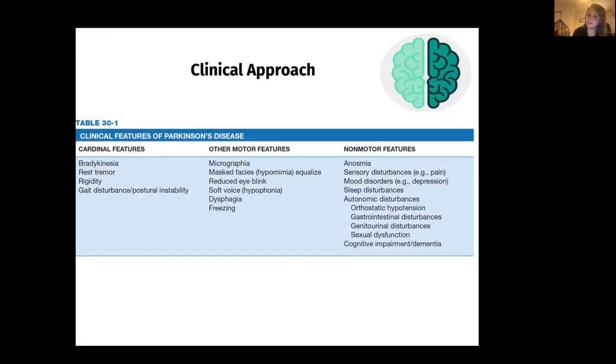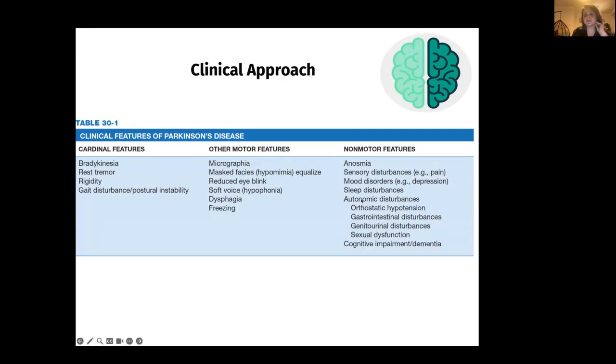So things like anosmia, as we discussed, and sensory disturbances such as pain in the limbs could also be a sign. They might develop mood disorders such as depression and anxiety. And they can also develop sleep disturbances, the most common of which is REM sleep disorders, the rapid eye movement sleep disorders. And again, this is something that could be present up to 20 years before the diagnosis itself. So this is something to consider when taking the history.